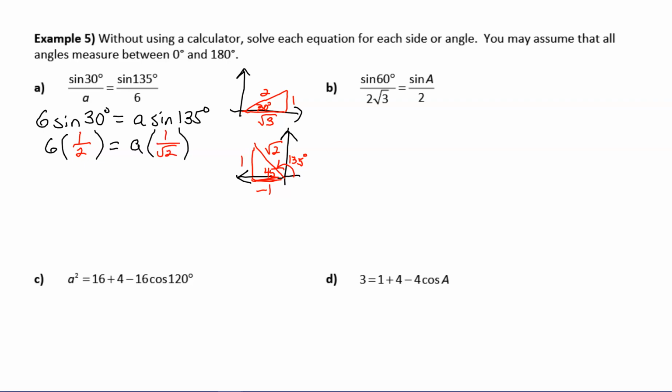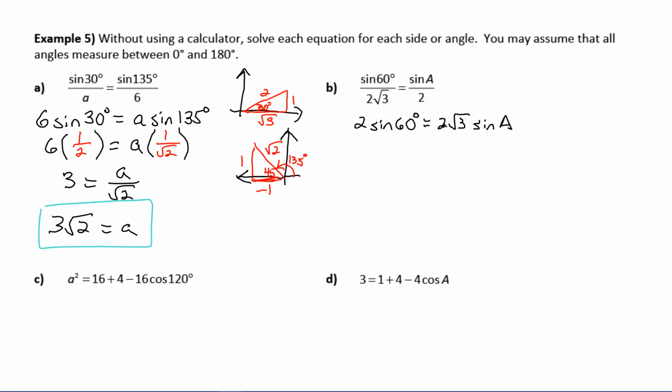For the moment, I'm going to leave that expression unrationalized. Simplifying both sides of the equation and multiplying by root 2 gives us A equals 3 times the square root of 2. Now let's tackle B, but before we evaluate each trig value, let's cross multiply. We'll get 2 times the sine of 60 equals 2 root 3 times the sine of A.